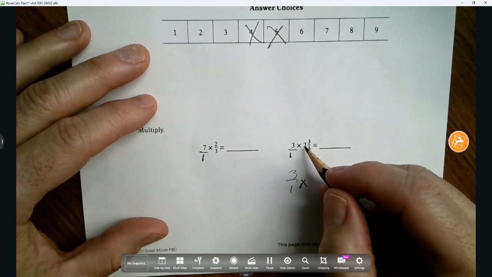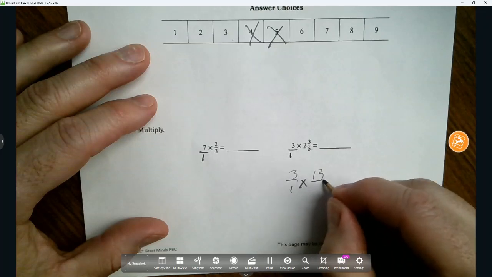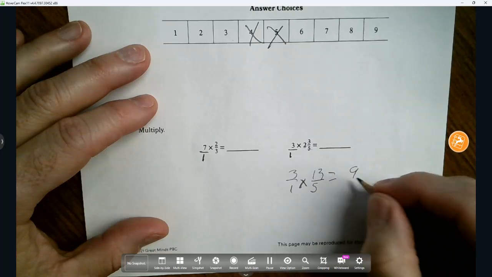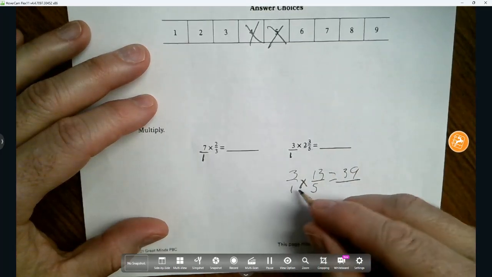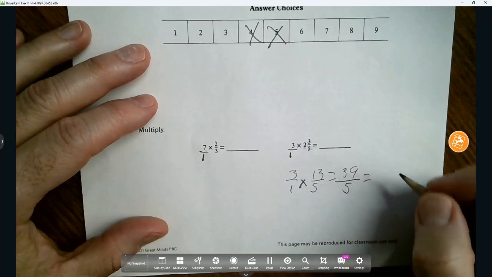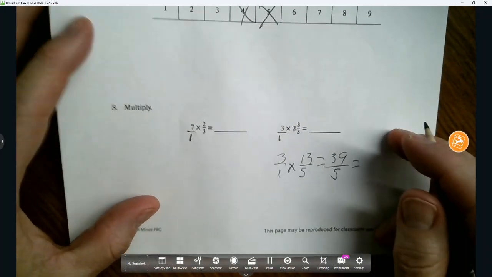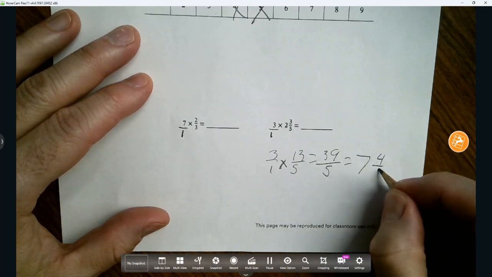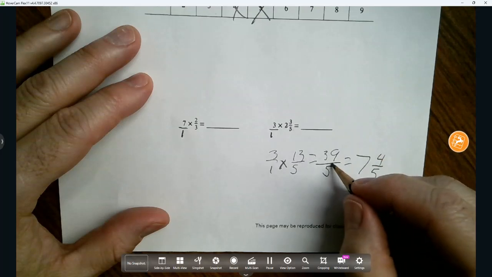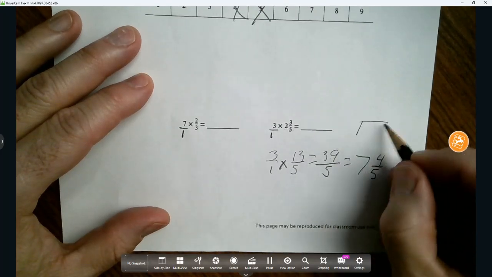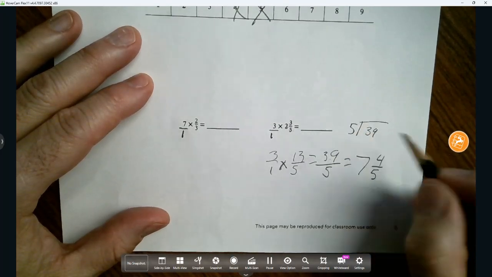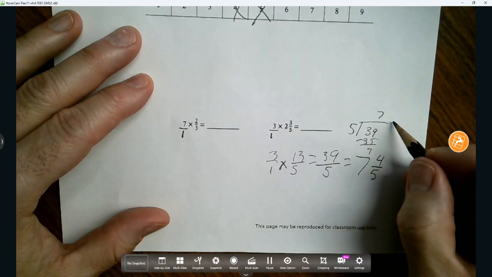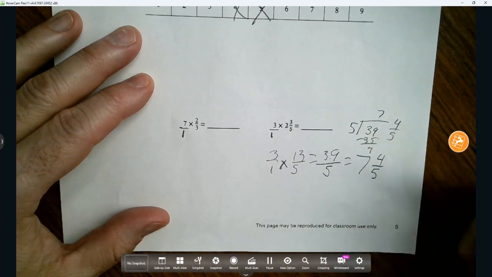5 times 2 is 10. 10 plus 3 is 13. Okay, so multiply across the top. 3 times 3 is 9. 3 times 1 is 3. 1 times 5 is 5. Now we divide it. 5 goes into 39 how many times? 7 with 4 left, and we put that over 5. Remember, when you see the 39 on top of the 5, it's the same as showing a division problem like this. And we put 7 here, and we get 35 minus 4, and that 4 is our remainder, and that goes over the denominator. Okay.